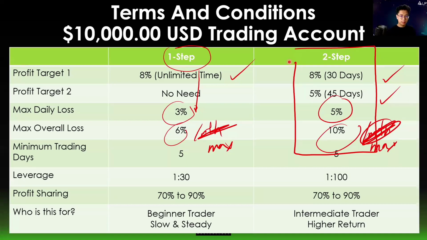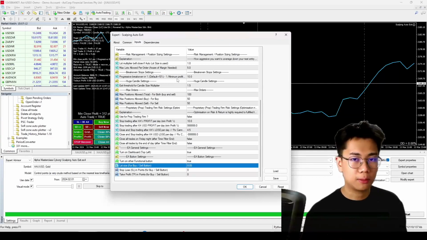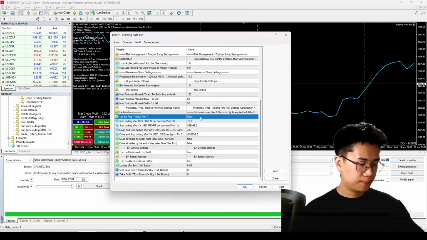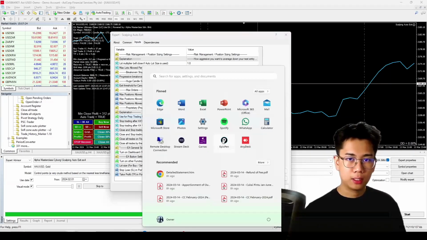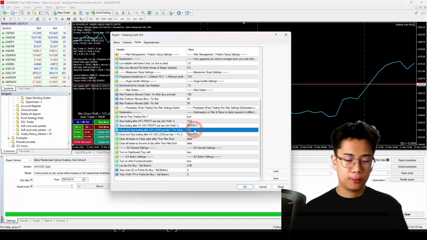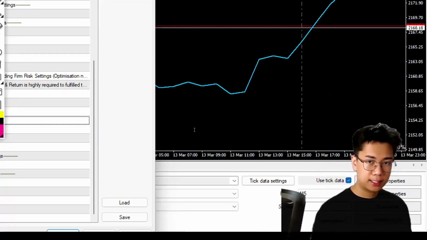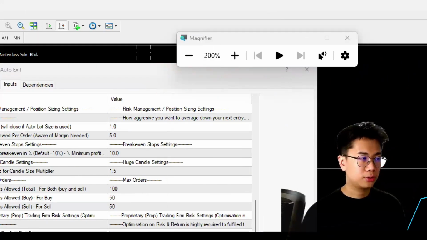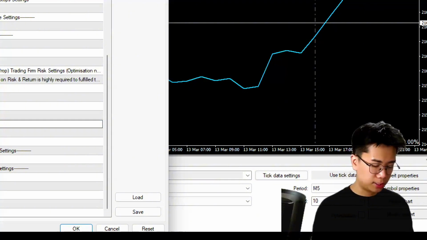Right now, inside the robots, by default, you do not need to set anything on take profit and stop loss, but you need to set the prop firm settings, which you turn to true. The prop firm criteria becomes true, and then set your maximum daily drawdown. Your maximum daily drawdown can be 3%, because you're using a capital of 10,000. So 3% of 10,000 is how much? Negative 300.